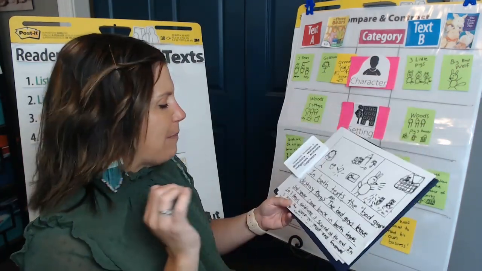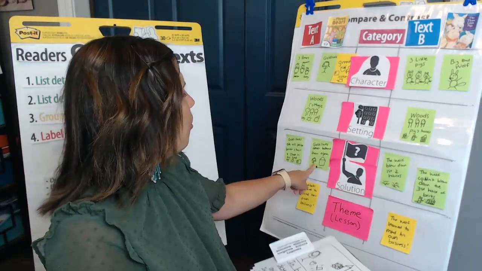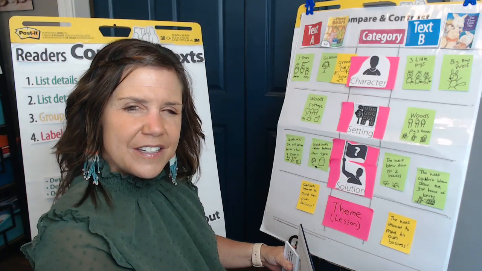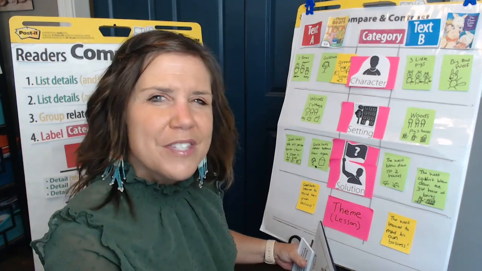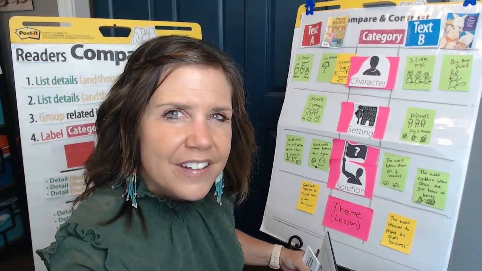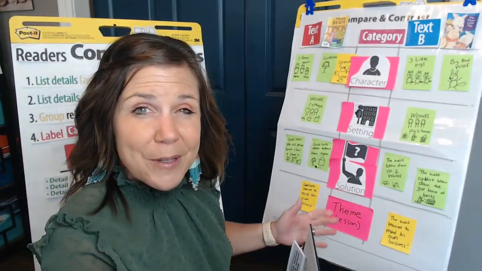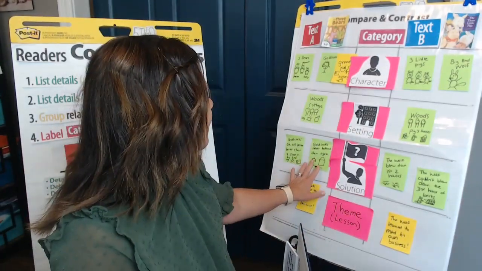So think about how they might be different. How do you think Goldilocks was feeling at the end? Do you think she was scared? Yeah, I think she was scared. Maybe she didn't realize it was a bear's house, right? So she was feeling scared.